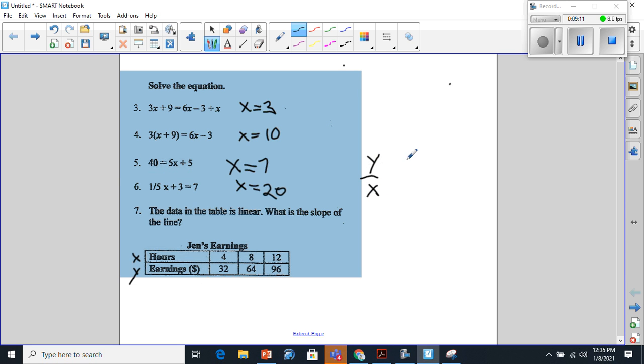So that means this is 32 over 4. A different way I could do this is to also say that there's a difference of 4 between each one of the ones on my hours, and there's a difference of 32 between each one of my earnings. This will also give me 32 over 4. Now I have to remember that a fraction is a division problem. And 32 divided by 4, that's going to be 8. So my slope must be 8.